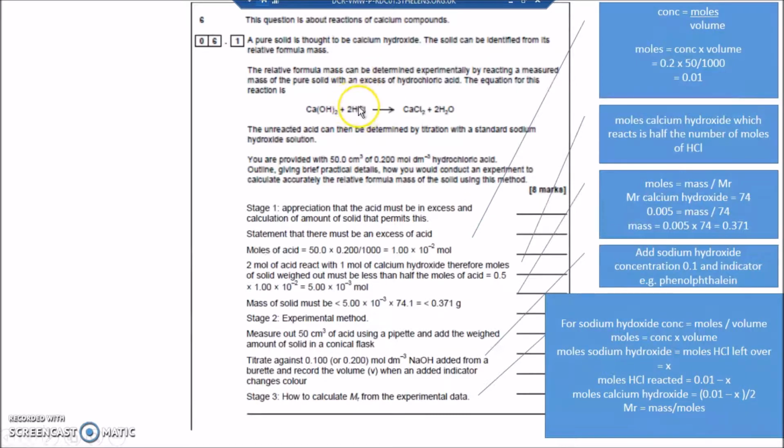Now, 2 moles of hydrochloric acid react with 1 mole of calcium hydroxide. So the moles of calcium hydroxide that I've reacted is (0.01 take away X), the number of moles of hydrochloric acid, divided by 2. And when you get the number of moles of calcium hydroxide, Mr is mass divided by moles. You've got the mass, 0.371 or slightly less than that, but you know how much you've added. Mass divided by moles will give you the Mr, and hopefully if it is calcium hydroxide, it will turn out to be around 74.